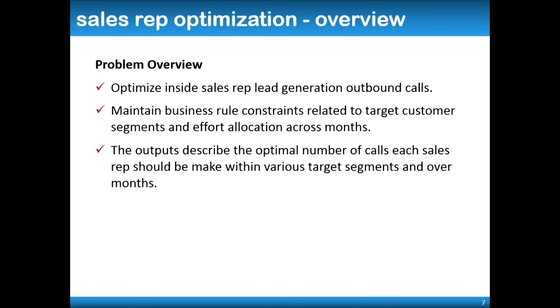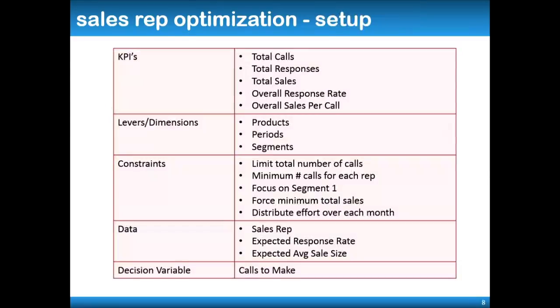So what's the right optimal calling plan? That was our goal. And to get there, as part of that setup process, we walked through these 4 or 5 steps, laid out some of the key KPIs: total calls, total responses that we would get from those calls, what sales we'd make, and so on. And we had a number of levers, as I called them. You can also think of these as dimensions of our business. So we want to do this across different products, different time periods, and different segments.